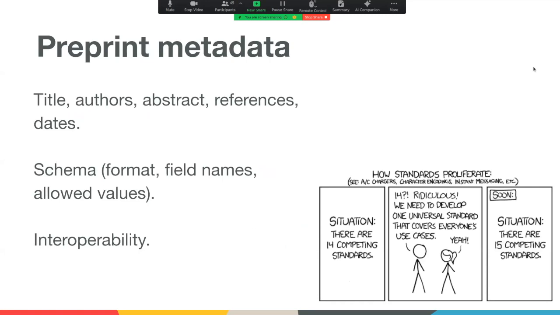And so I'll just talk briefly about preprint metadata. I think I've mentioned metadata a number of times already. What are we talking about? You know, we're talking about these characteristics of research output. So not the content, the stuff that you would read in the PDF, but how do you describe it? So things like title, authors, abstract, references, dates, and so on.